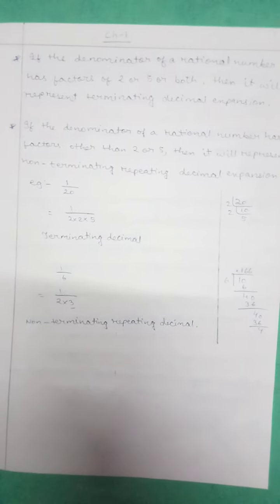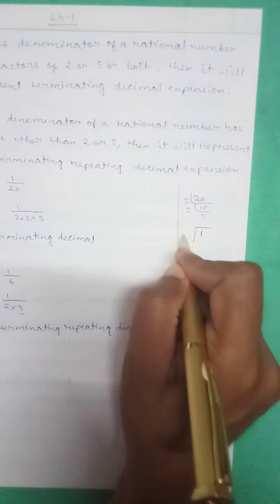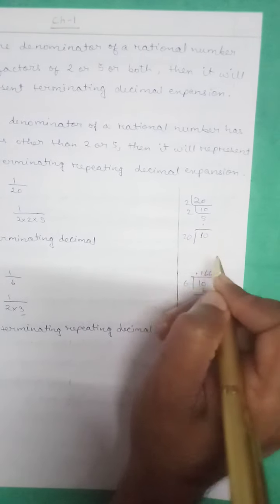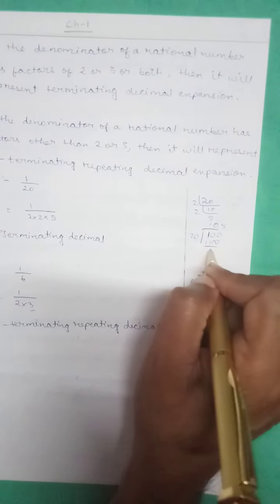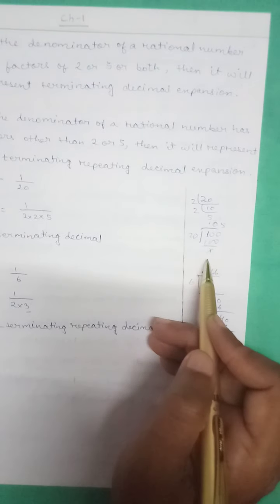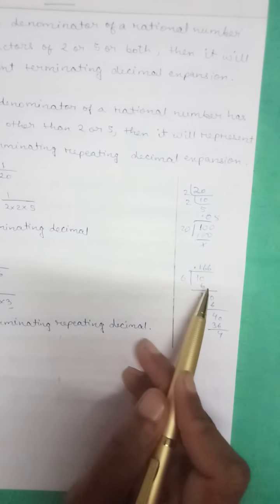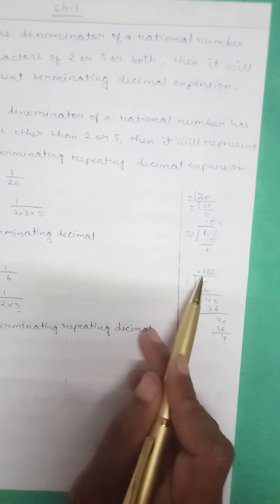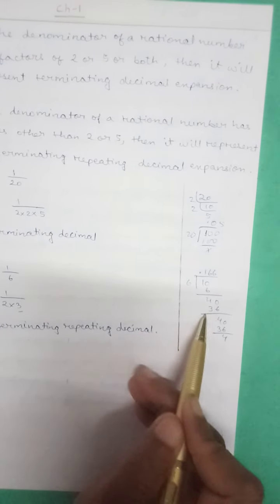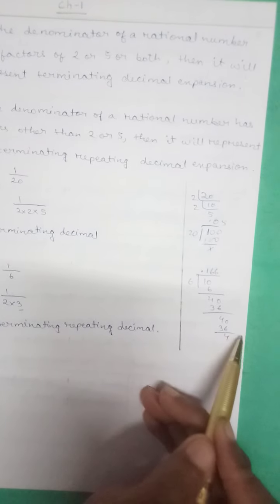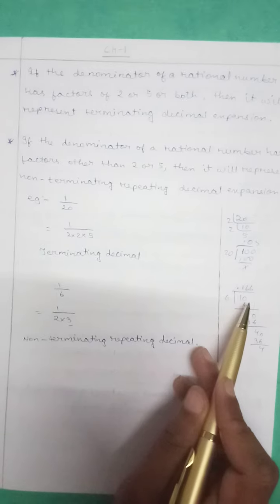Division I have shown. First one, please check. 1 divided by 20. Put the decimal, 0. 25 is a 100. It is your terminating decimal because the division gets over. But in the second example, divide 1 by 6. Put the decimal, 0. 6 ones are 6, 4, 0, 40. 6 sixes are 36, 4, 0, 40. 6 sixes are 36. It goes on. So that is your non-terminating repeating decimal because 6 is the repeated number here.